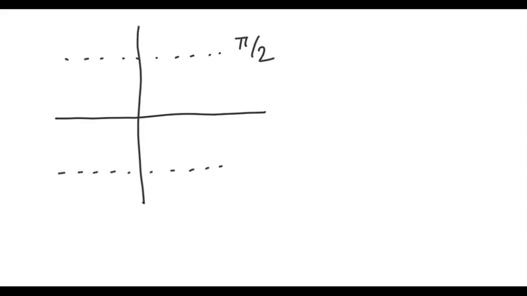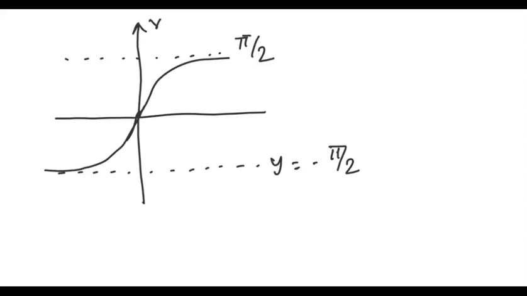Now we discuss the graph of tan inverse x. Suppose this line is y equal to pi by 2 and this line is y equal to minus pi by 2. Tan inverse x is defined for all real numbers and it takes values between minus pi by 2 and pi by 2. So the graph of tan inverse x is something like this. This is our y-axis and this is our x-axis.